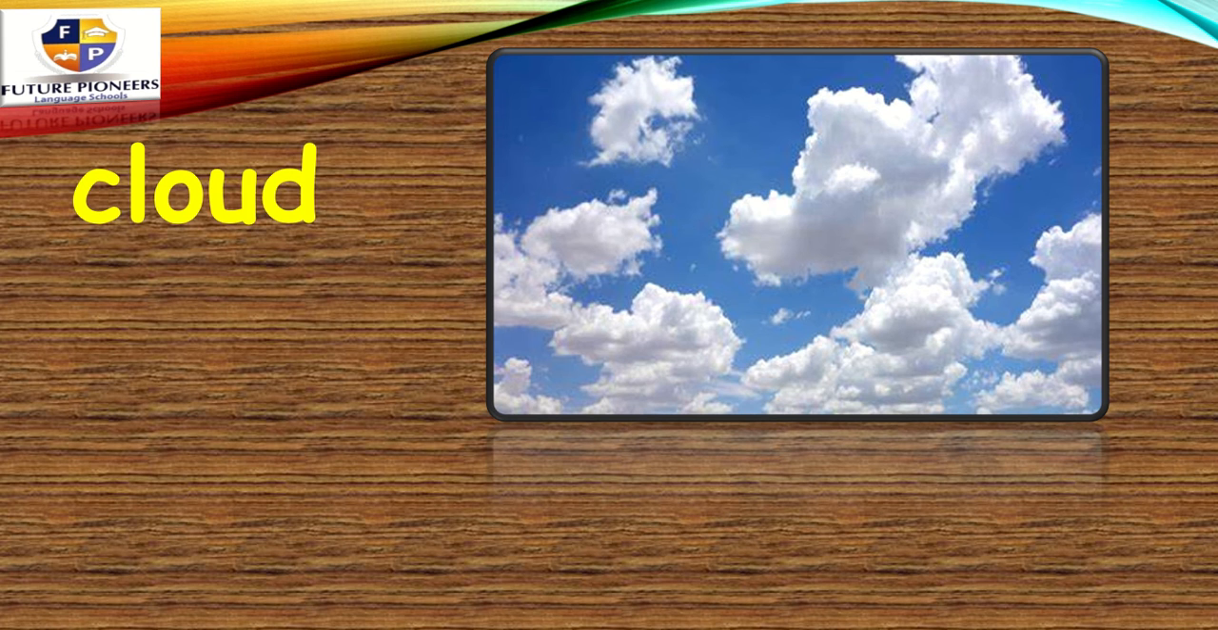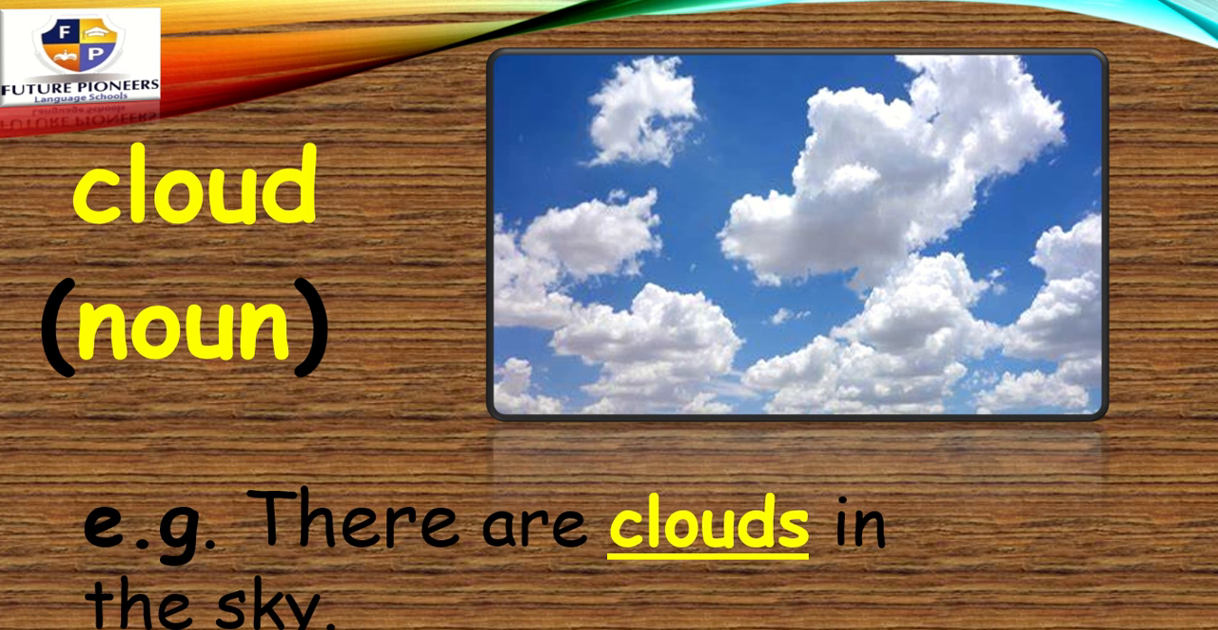Don't forget that the C and L sound cl, like clock, click, circle. Okay, and the O and U they sound as ow. And don't forget when the C is followed by the letter L, we have to pronounce it as k sound. Cloud is a noun. Let's put it in a sentence. There are clouds in the sky.